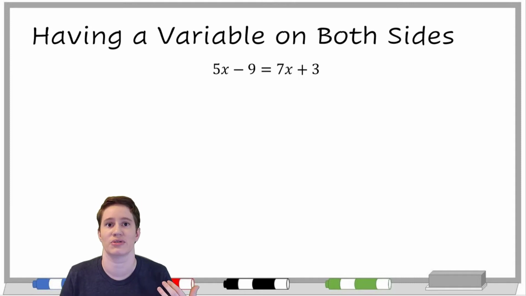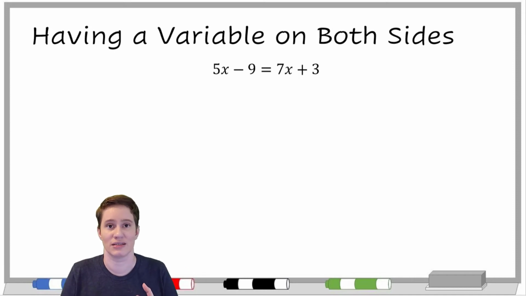We can add things to both sides. We can subtract things from both sides. As long as we do the same thing on both sides, then we've maintained equality, and so it's allowed. We have to remember what our goal is in an equation.